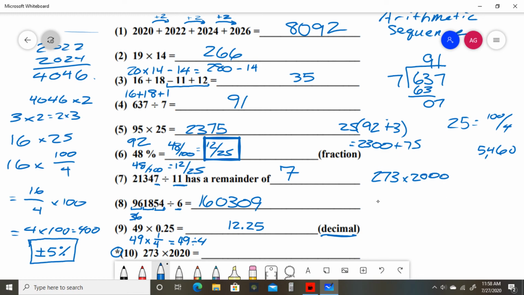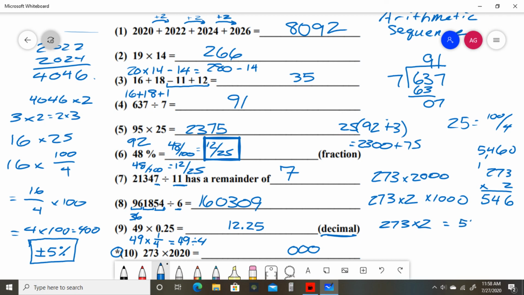So what I can do here is just do 273 times 2, and then multiply that by 1,000. Multiplying by 1,000 has the effect of just adding 3 zeros at the end of your answer. So I'm going to write that in my answer blank. When I do 273 times 2, working this like column multiplication, 2 times 3 is 6, 2 times 7 is 14. I write the 4, carry a 1, and then 2 times 2 is 4, adding my 1 is 5. And so 273 times 2 is 546. I'm going to use 546,000 as my estimation of 273 multiplied by 2020.